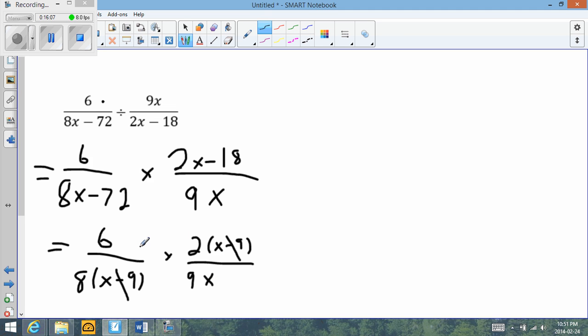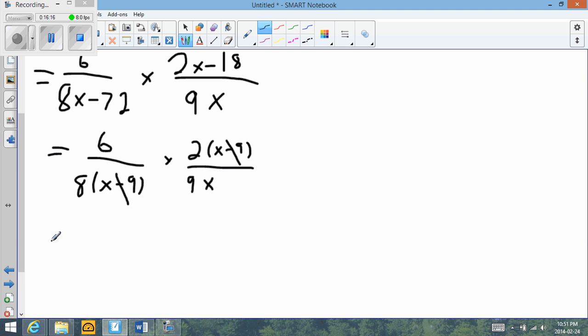Okay, and you're also left with 6 times 2 over now 8 times 9x. So you might be able to see reducing numbers already. The 6 over 8 could change to a 3 over 4. You could do that, but I'm just going to bring it together first. 6 times 2 is 12. 8 times 9 is 72. Don't forget the x. 12 over 72x. Does that reduce? It does. It reduces to, I believe, 1 over 6. 12 goes into 72 6 times. So 1 over 6x. That is my final answer, but restrictions.